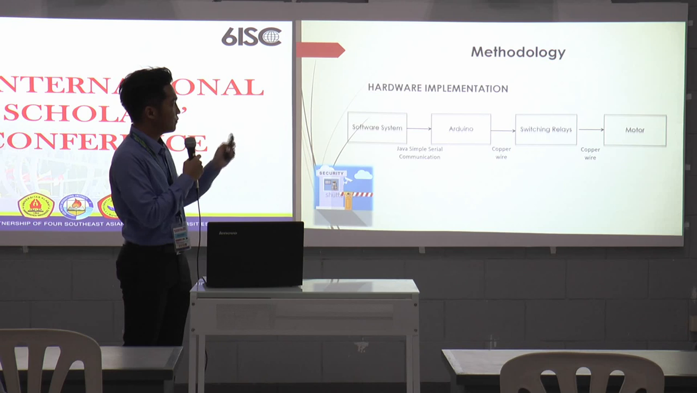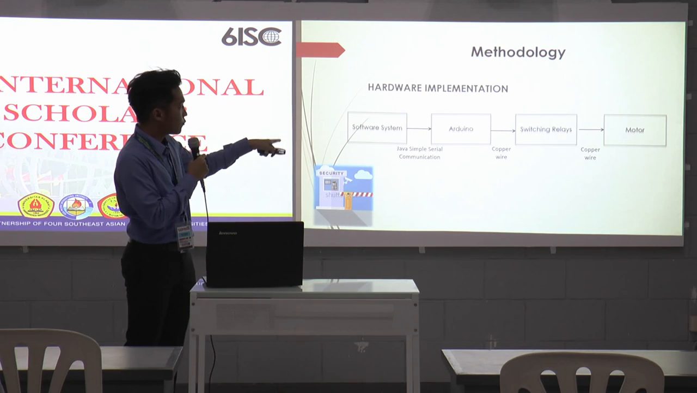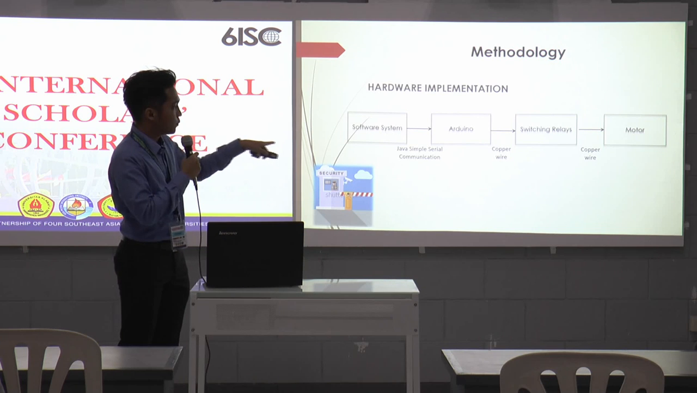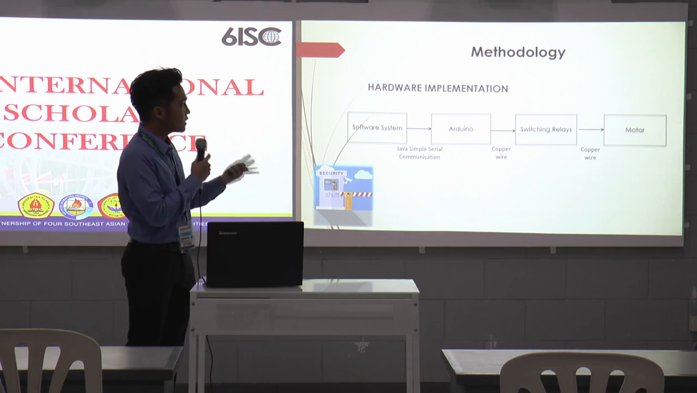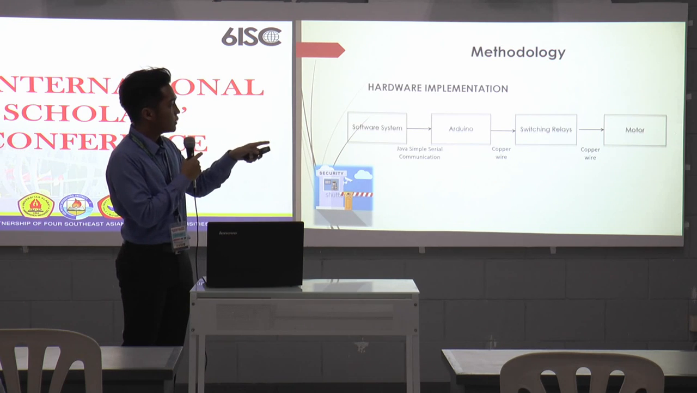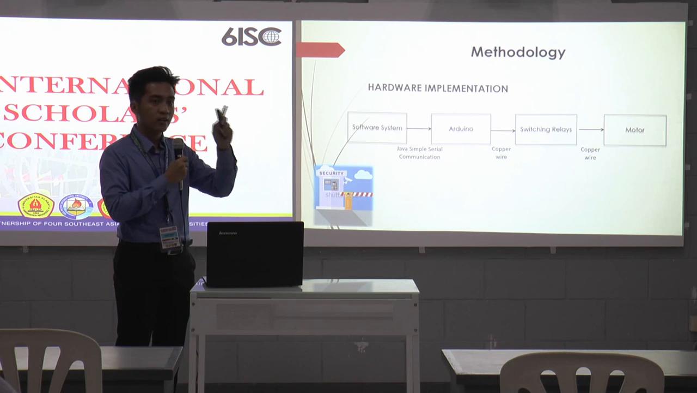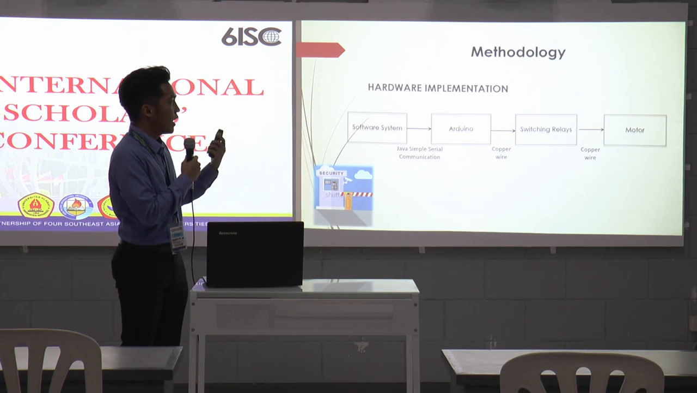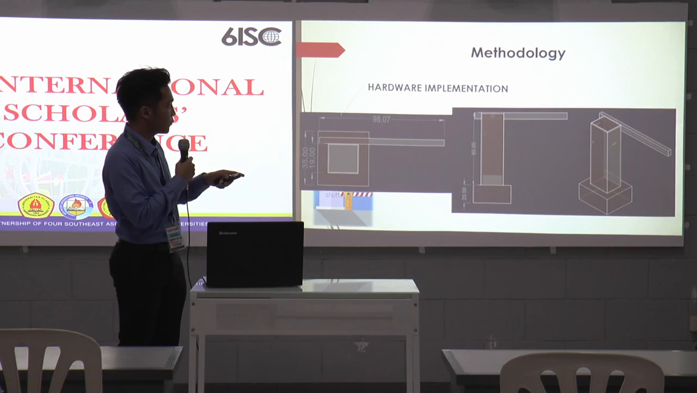So this is the simple flowchart of our hardware implementation. From the software system, we will have a simple serial communication towards the Arduino. And then through wires and through our relays, we will control our motor so that it can control our gate, depending on the scenario that the supervisor is seeing. So this is the prototype that we did.